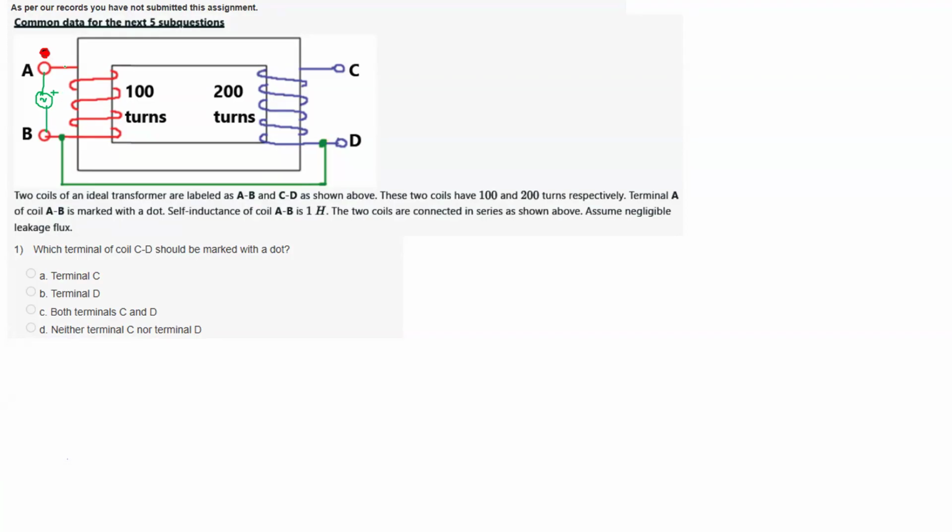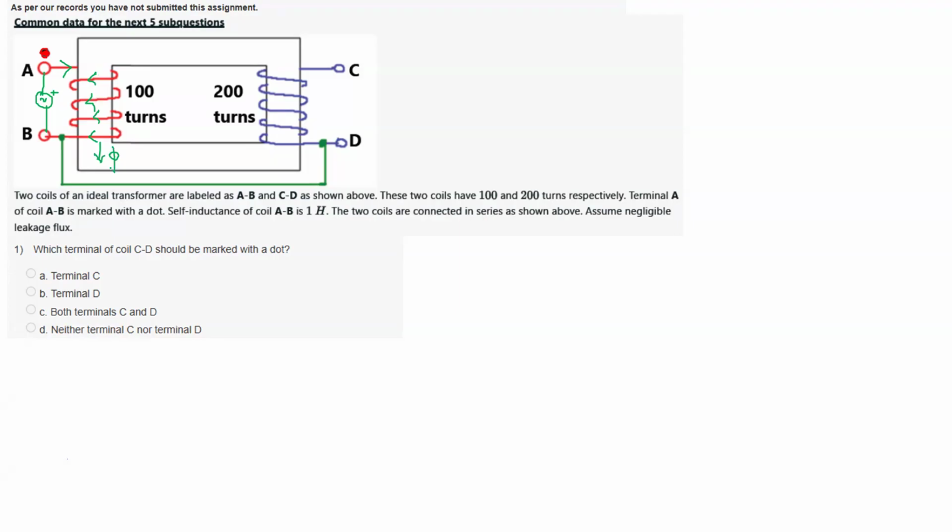So if you give your supply like this, current will come out of the positive terminal. Current coming out of the positive terminal means current is like this, and then it is coming like this. So current is going like this, which means again your magnetic field line is downward.